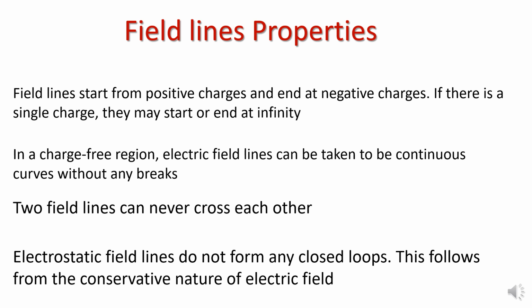That means the field line generates from the positive charge, goes to the negative and ends there. It will never go from the positive and come back to the positive. No, they will never form a closed loop. They follow from the conservative nature of the electric field. It generates from the positive and ends at the negative. It will never come from positive and come back again to positive. They will not form any closed loop.